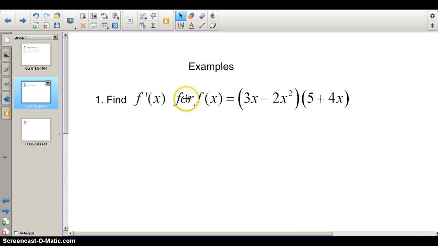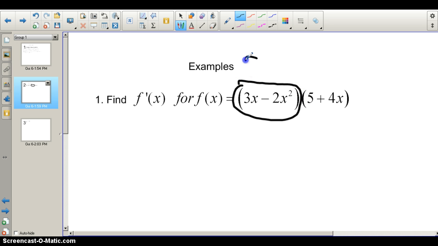Find f prime of x for f of x equals the quantity 3x minus 2x squared times the quantity 5 plus 4x. So 3x minus 2x squared, that's our first function. We can think of that as f of x. The second, 5 plus 4x, that's our second function. We can think of that as g of x.